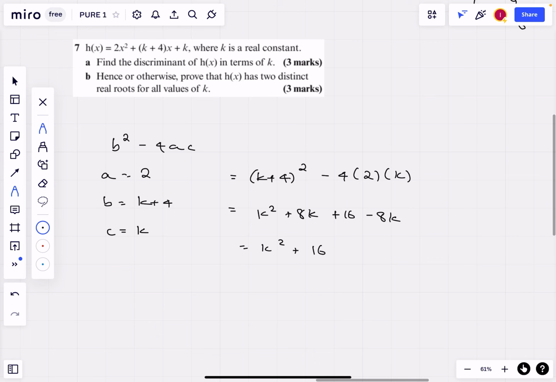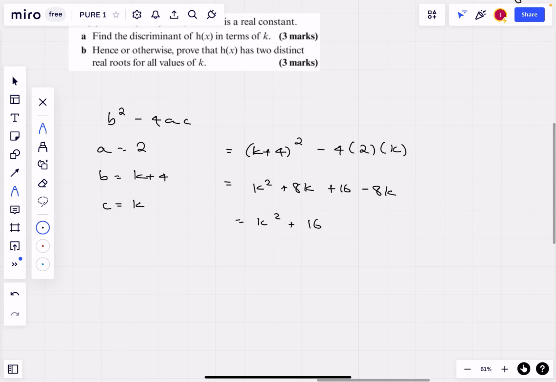Part B is a little confusing. Hence or otherwise, prove that hx has 2 distinct real roots for all values of k. So you're essentially trying to prove b squared minus 4ac is greater than 0. So you're essentially trying to prove that k squared plus 16 is always greater than 0.